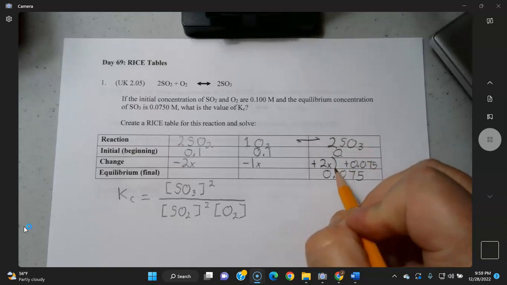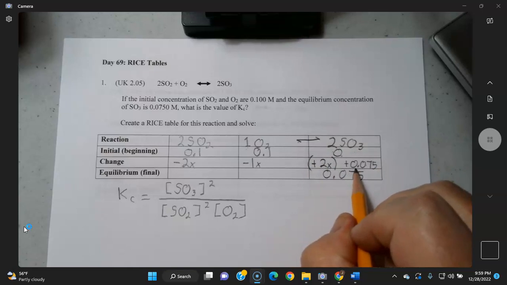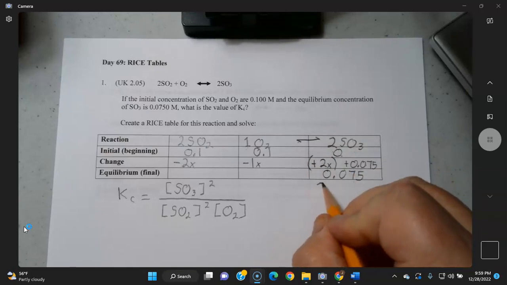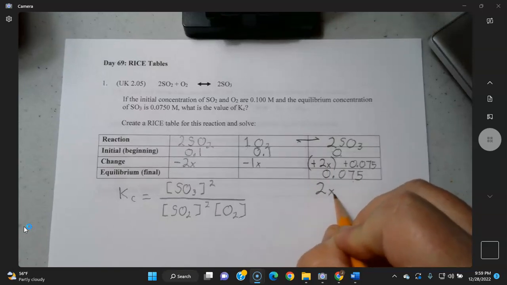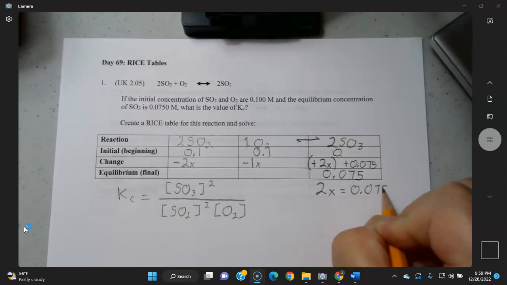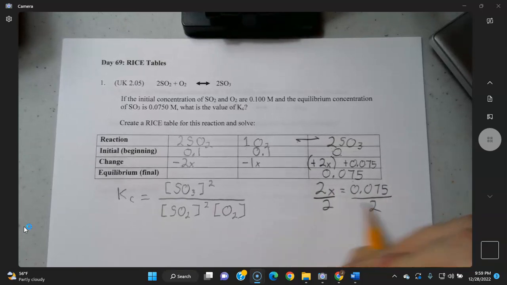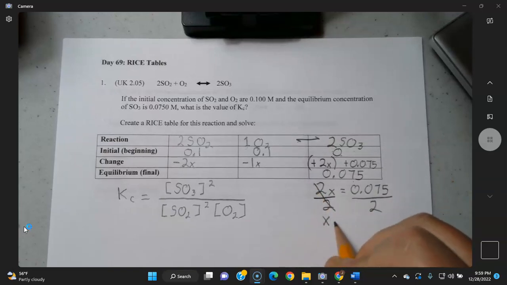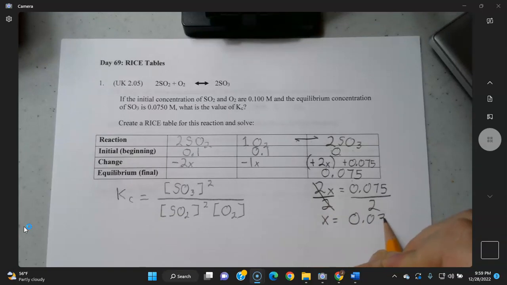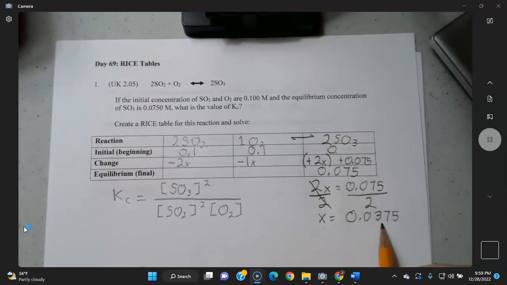All right, I'm going to put this in parentheses here. So 2x represents 0.075. So what does x equal? It's just a little algebra problem. We'll come here and do that. 2x equals this. So now we're going to divide both sides by 2. Cancel. And we get x equals 0.0375. So that's the value of x.